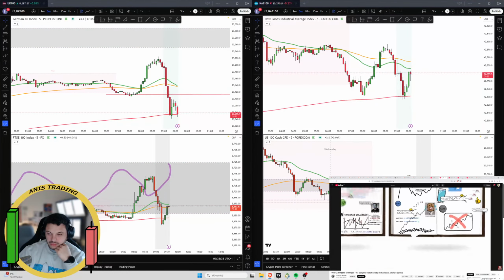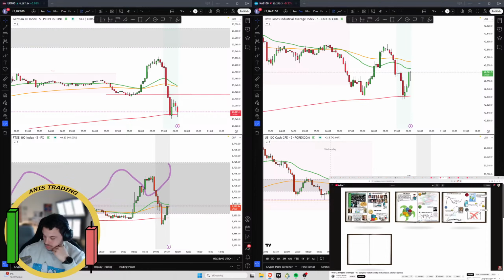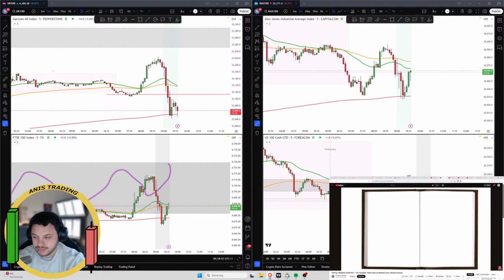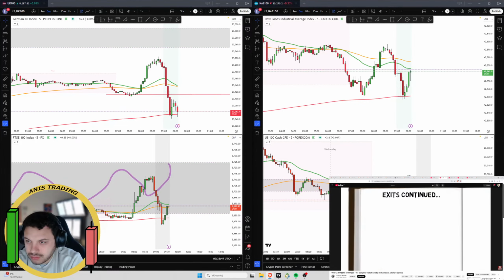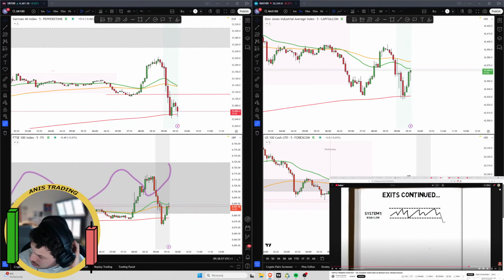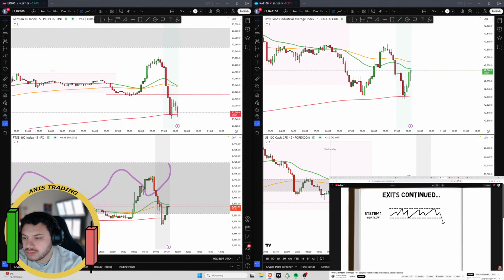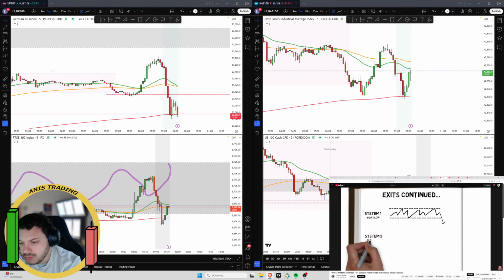So how did they exit a profitable position? Again, the exiting rules were not complex, but allowed for the capturing of a full trend. System 1 exit was simply a 10-day low. Therefore, if a 10-day low was experienced at any point in the trend, the position would be exited. Likewise, System 2 had a 20-day low exit.